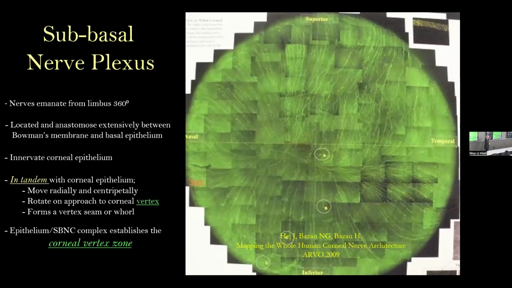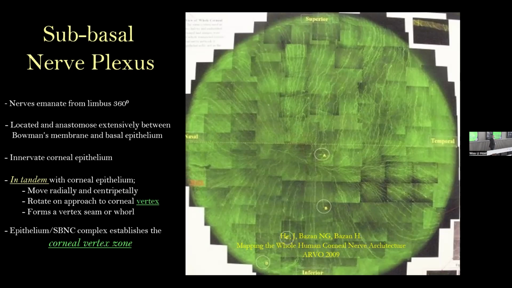Now, subbasal nerve plexus. I don't know how well you can see the detail. This is a real picture of a corneal subbasal nerve plexus, the human plexus, okay? If you look carefully, you see the nerves streaming just like the epithelium does. And as it approaches that corneal vertex, you begin to get the rotation or even a seam formation. And what's happening here, these two structures actually move in tandem together. I think what's happening is the epithelium is virtually dragging the nerves because they innervate, they punch through Bowman's membrane, create a very extensive anastomotic system beneath the epithelial basal cells and Bowman's membrane.